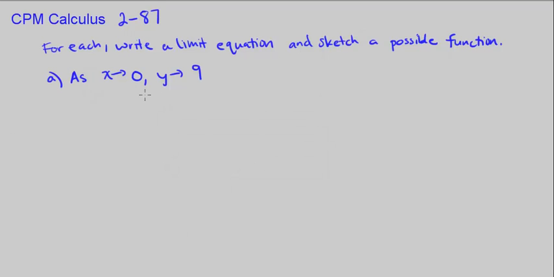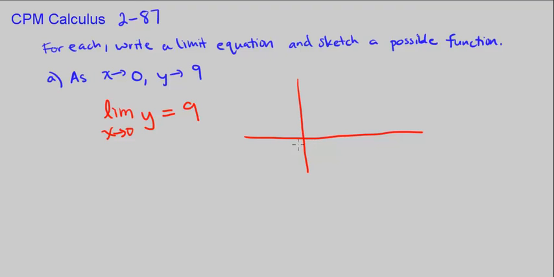We can write that as the limit as x approaches 0 of y equals 9. A graph of this will look like this: x equals 0 is right here, and y equals 9 is right here, counting 1, 2, 3, 4, 5, 6, 7, 8, 9. Here's our x-axis and our y-axis. All we know about our function is that as x approaches 0, y approaches 9.